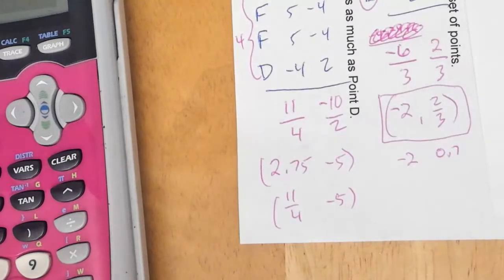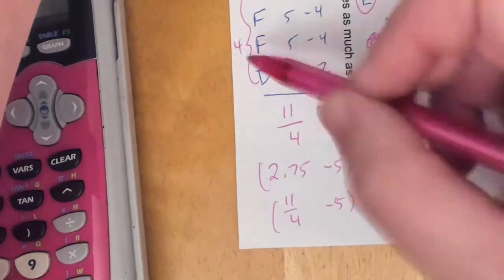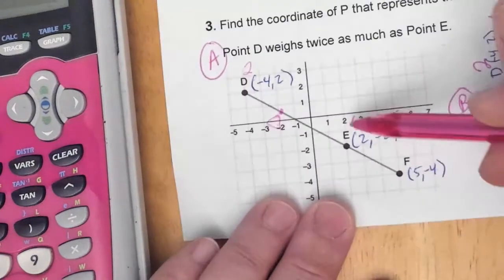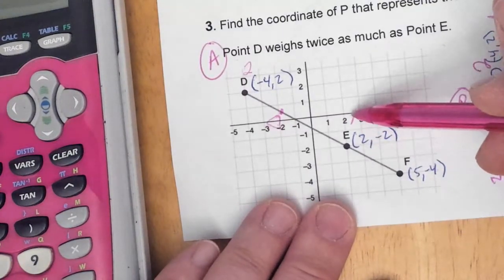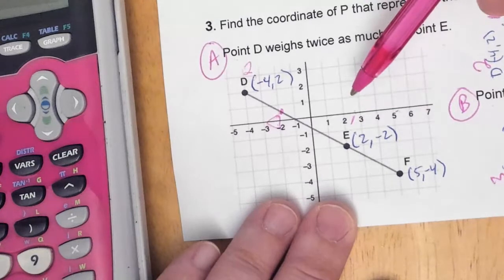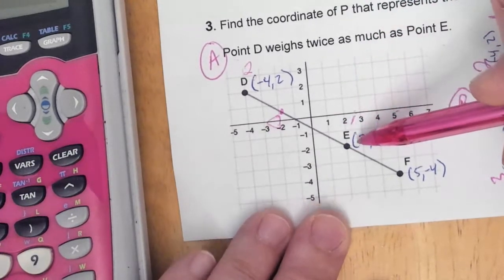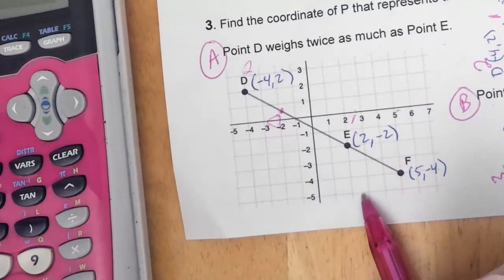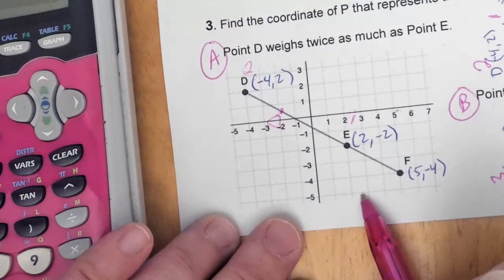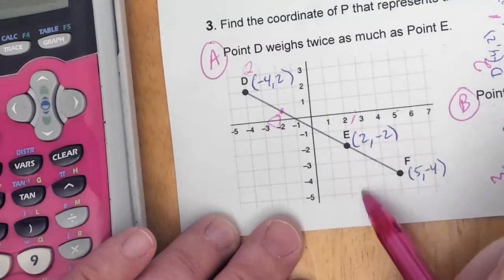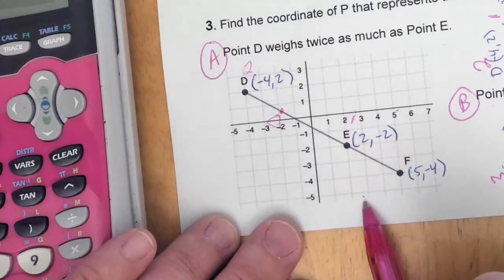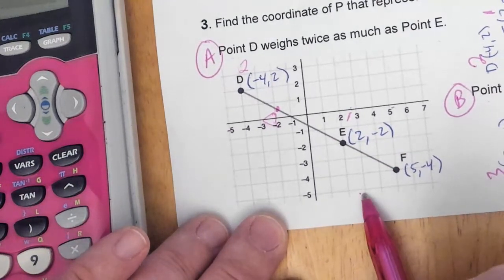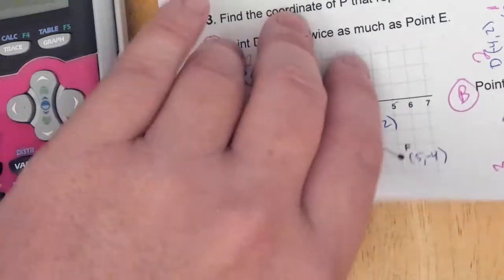Now let's double check this actually works. Is this on that line? So positive 2.75, so closer to 3 here. And negative 5. So do I go down to negative 5? Uh-oh, something's wrong. So that's not on this line, is it? Something is incorrect. So we need to double check that everything's okay, because that did not land on this line.